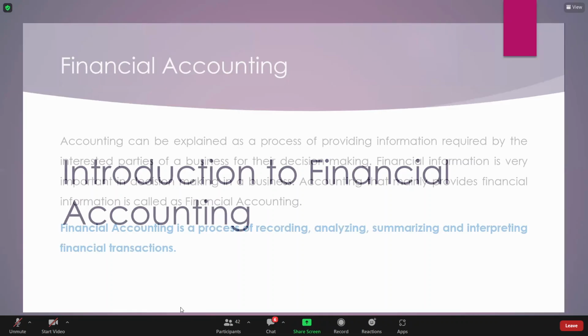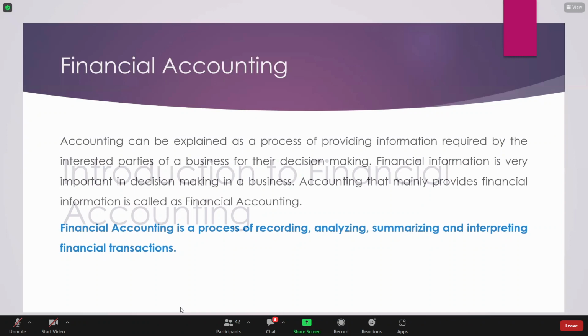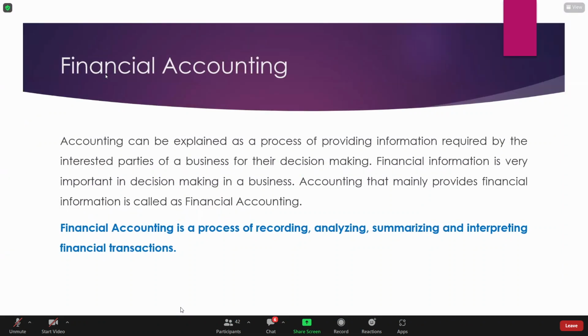Financial accounting. Accounting can be explained as a process of providing information required by the interested parties of a business for their decision making. Financial information is very important in decision making in a business. Accounting that mainly provides financial information is called financial accounting.